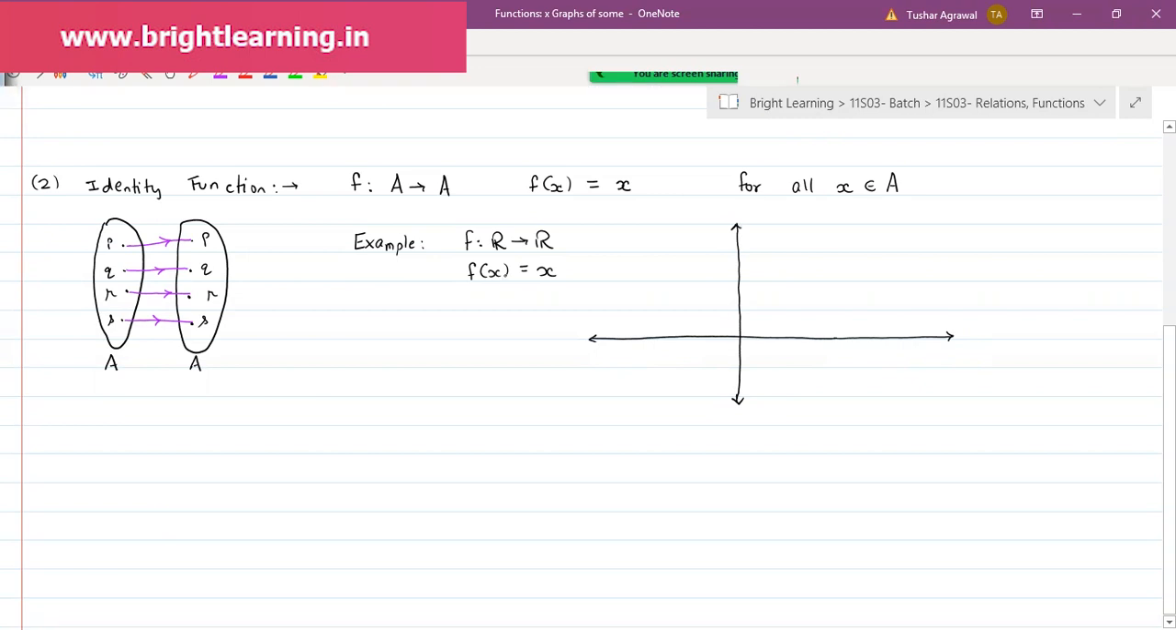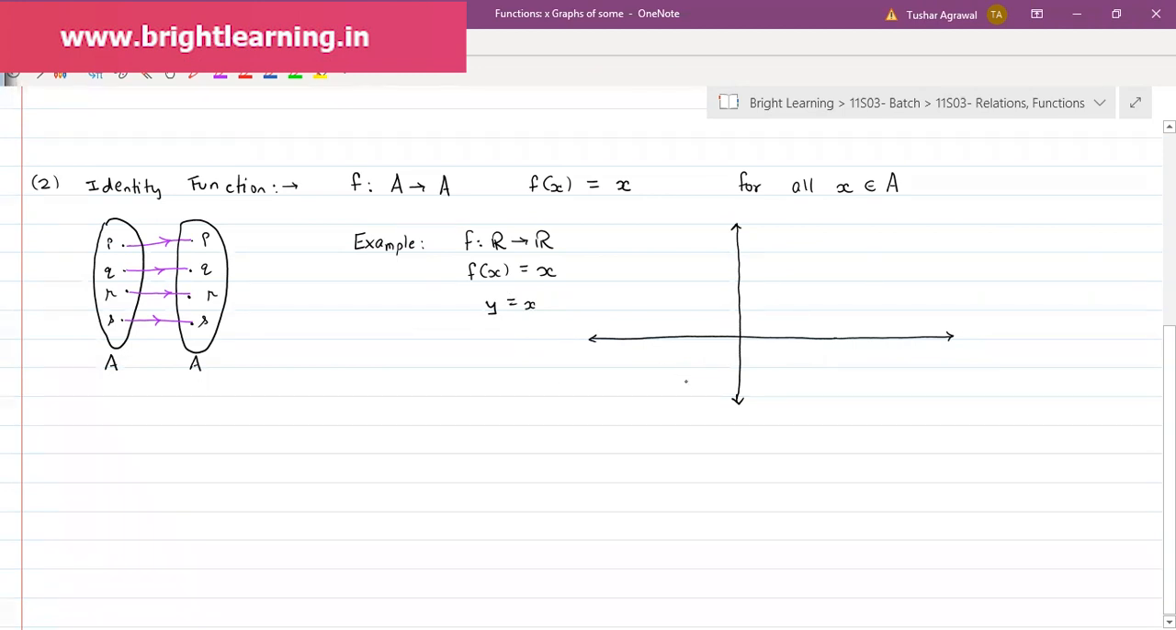Sir, f of x, where do we plot that f of x? We know that we plot f of x on the y-axis. So what actually I'm telling you to plot? I'm telling you to plot f of x, you're plotting on the y-axis. So y is equal to x. This is what I'm telling you to plot.